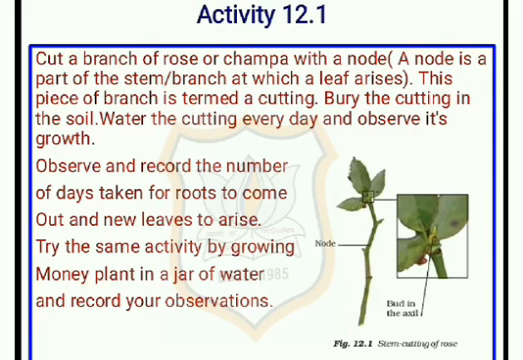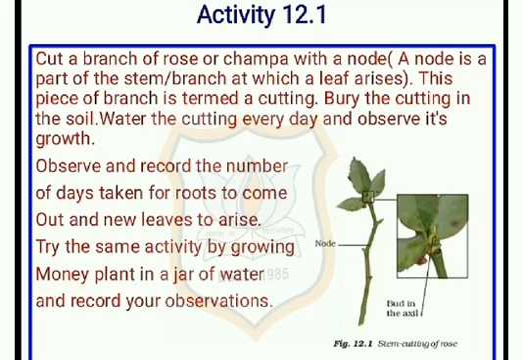Students, cut a branch of rose or champa with a node. What is a node? A node is a part of the stem or branch at which a leaf arises. This piece of branch is termed a cutting. Bury the cutting in soil, water the cutting every day and observe its growth. Observe and record the number of days taken for roots to come out and new leaves to arise. Try the same activity by growing money plant in a jar of water and record your observations.